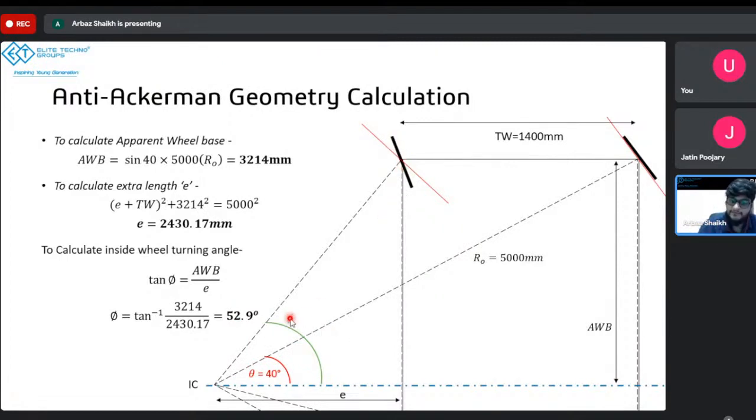So like I said, phi is not the turning angle of this inside wheel, it's the sum of slip angle plus inside wheel angle. Okay, so this is how the Ackerman geometry calculation works, right? The whole Ackerman geometry calculation.